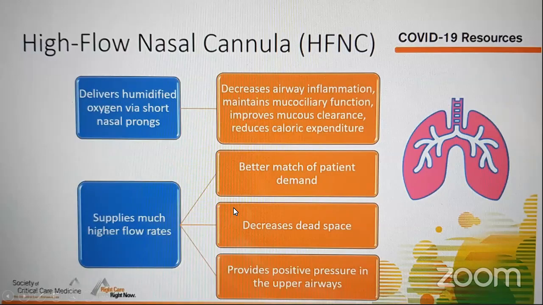So how will high flow nasal cannula improve the condition of a patient with COVID pneumonia? First, because you deliver humidified oxygen, and this humidified oxygen, of course, will decrease the airway inflammation, maintain mucociliary function, and improve mucus secretion. This is the first part, because you apply humidified oxygen to this patient.